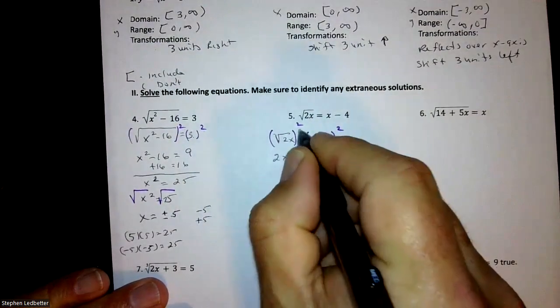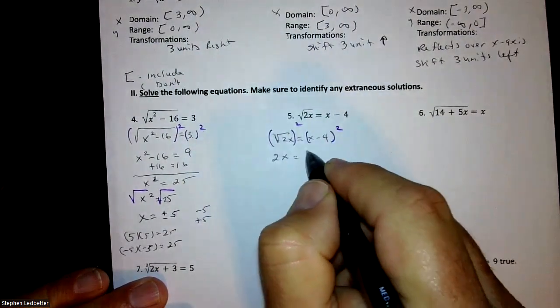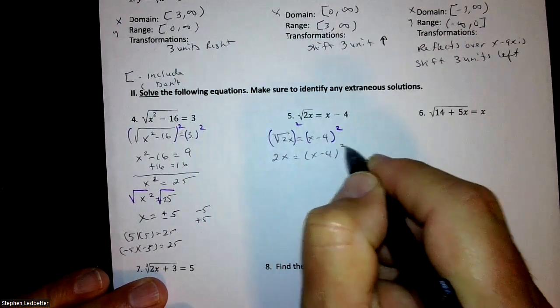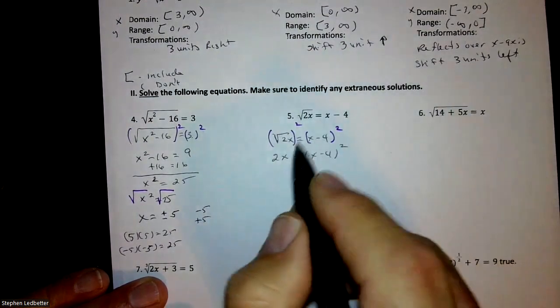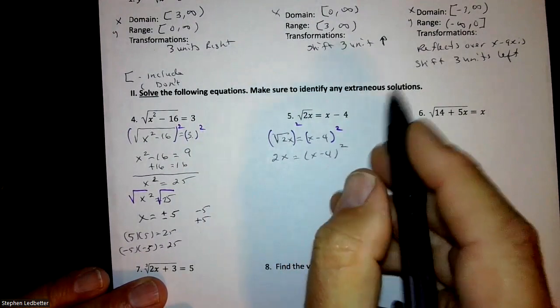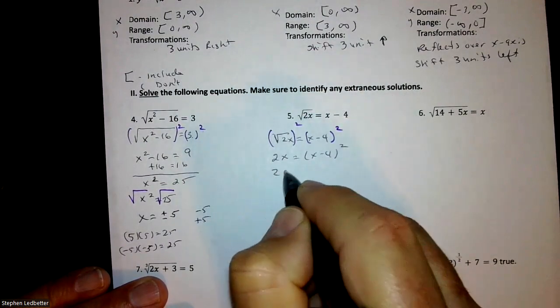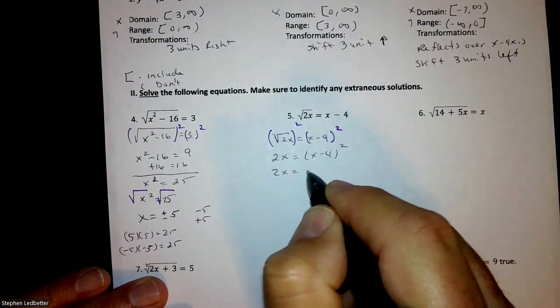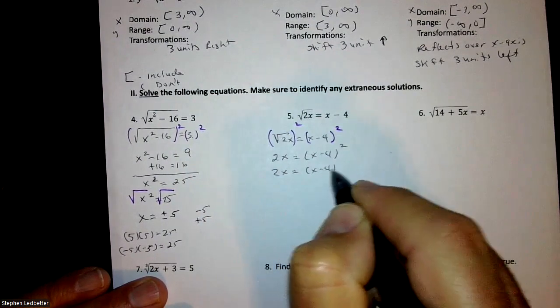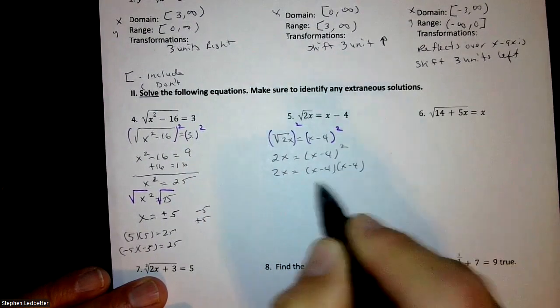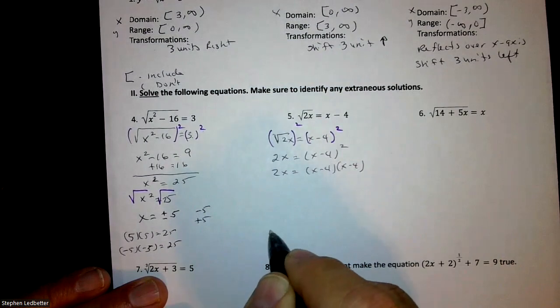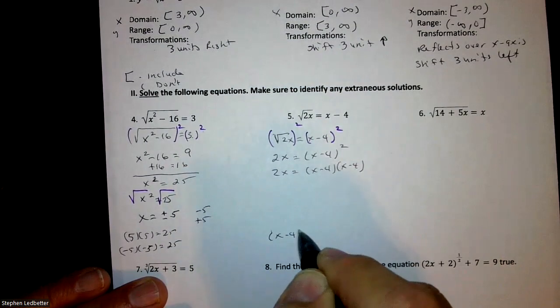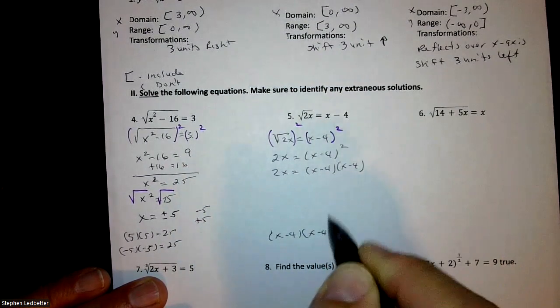This is going to be 2x. Remember, these are opposite of each other. This is going to be x minus 4 squared. Excuse me, I'm just going to fix this up. Now I'm going to simplify this. This really means x minus 4 times x minus 4. I'm multiplying this, so I'm going to put this down here. This is where you do the double distributive method.